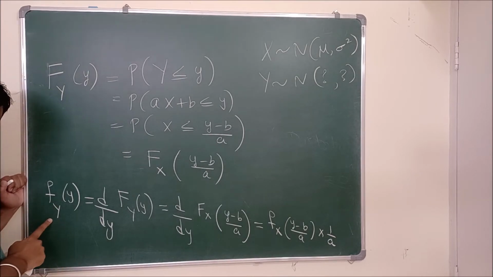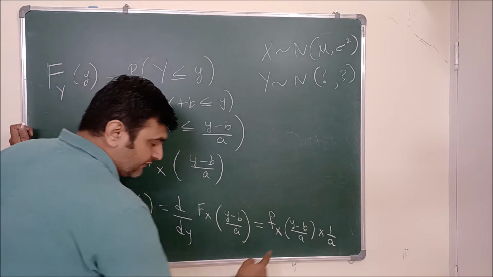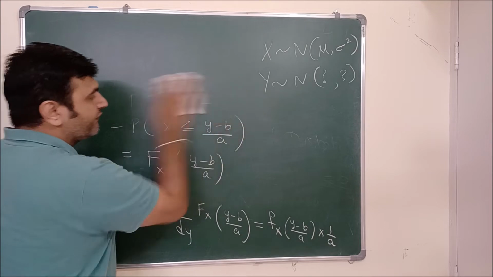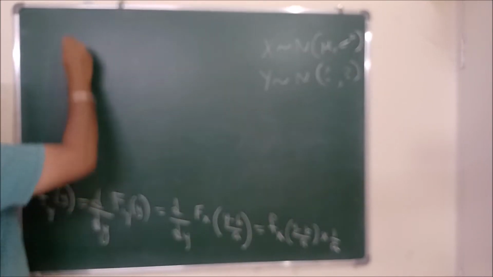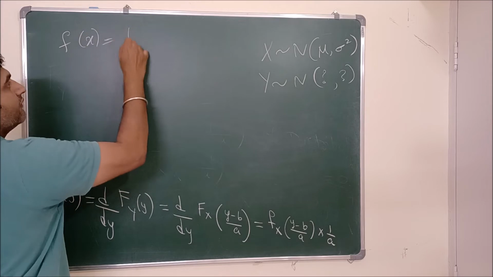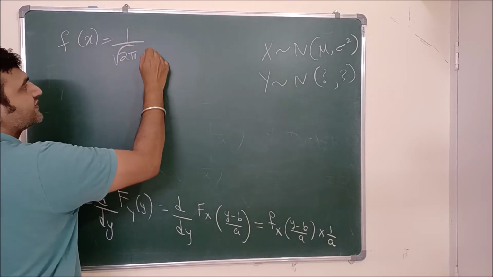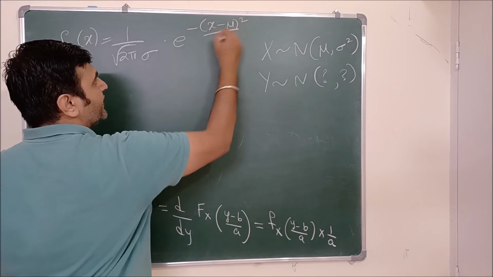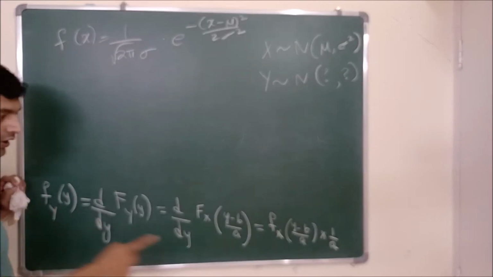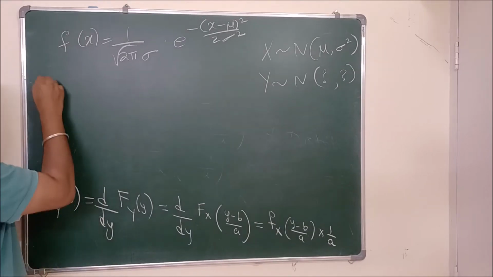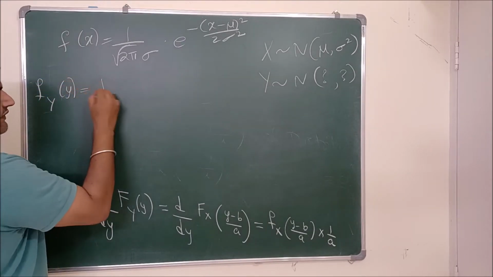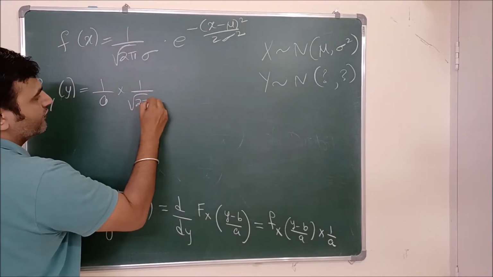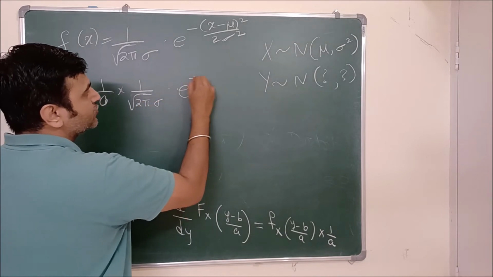So I want to find this PDF for Y. It is nothing but PDF of X with this as an input, (Y minus B) upon A. But we know what the PDF is. A PDF, if you recall, is given by 1 upon root of 2 pi times the standard deviation, e raised to minus of (x minus mu) square upon 2 sigma square. So therefore our f_Y of y is 1 upon a times f_X of (y minus b) upon a, which is 1 upon root of 2 pi into sigma, e raised to minus of.